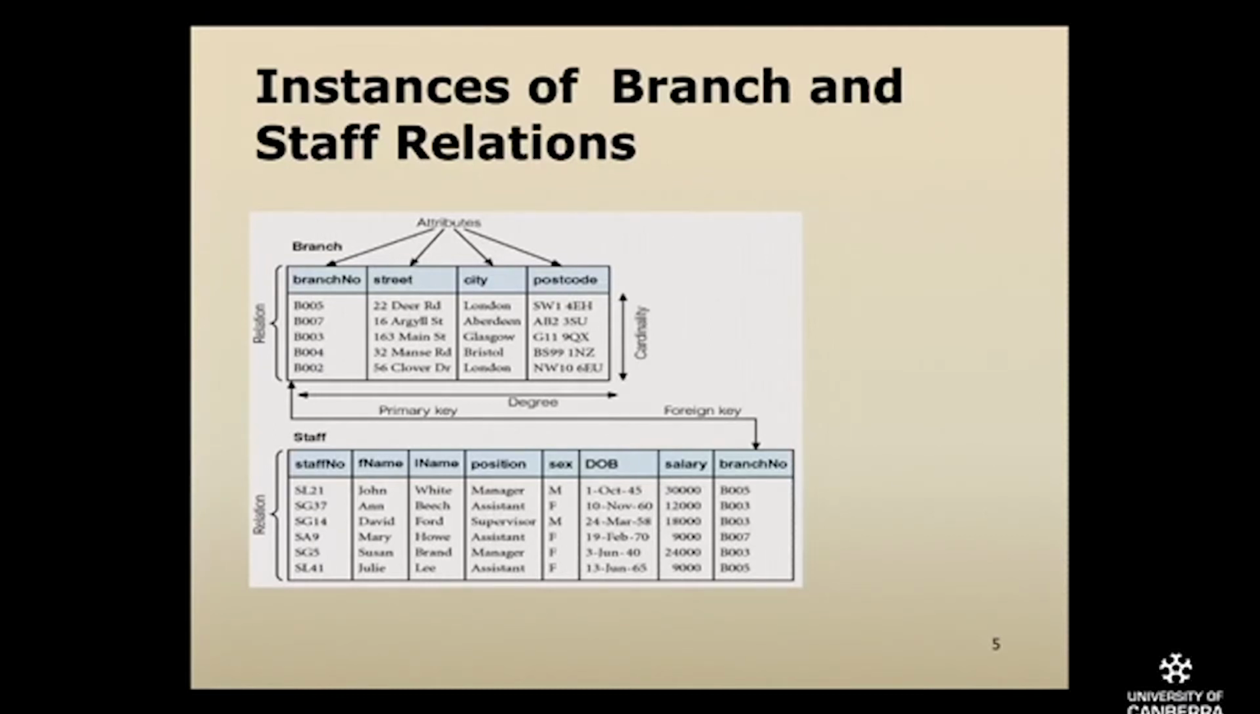So the entity branch is stored in a table, in a database, and each entity has got a name. Each table has got a name. The name of your entity and the table is the same thing for the same entity. So the branch is the name of your table, and the attributes of branch are the branch number, street, city, and postcode of the branch. So you see the column names in here. Branch number is one attribute, street is the second attribute, city is the third attribute, postcode is the fourth attribute.